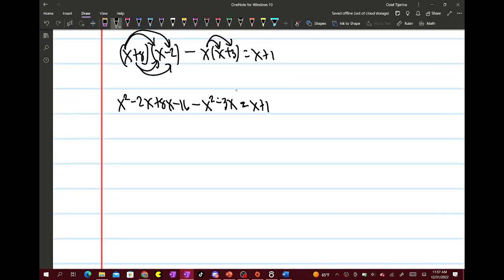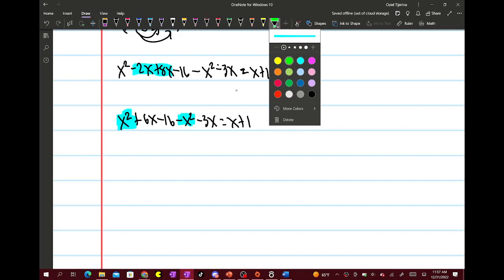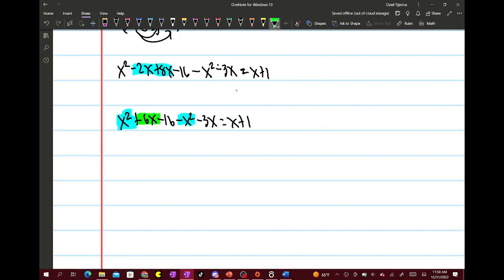So then you're going to simplify this, so combine like terms, right? So this becomes x squared plus 6x minus 16 minus x squared minus 3x equals x plus 1. And then again, combine like terms. So we have x squared and negative x squared, we have a 6x and a negative 3x. So these two cancel out. 6x minus 3x is 3x. And then we have minus 16 is equal to x plus 1.